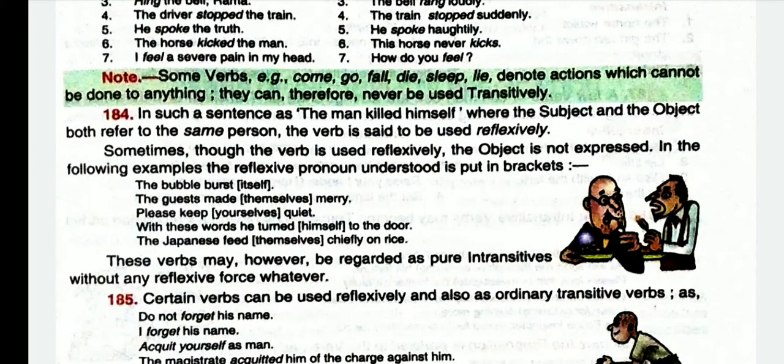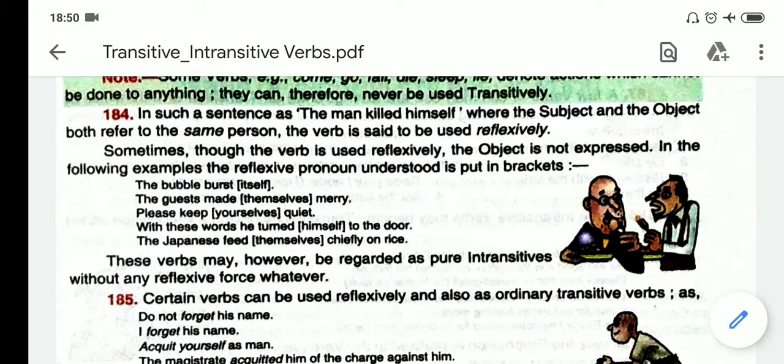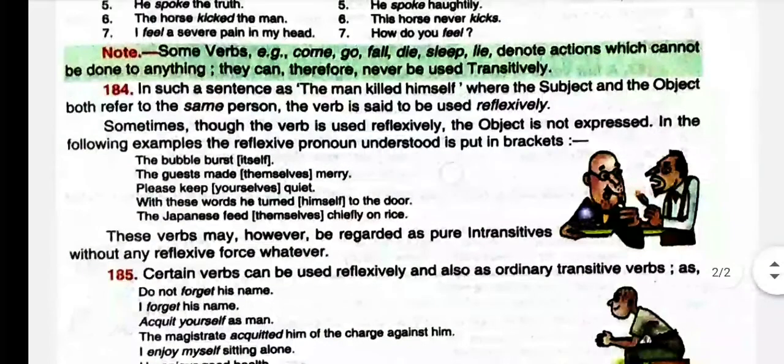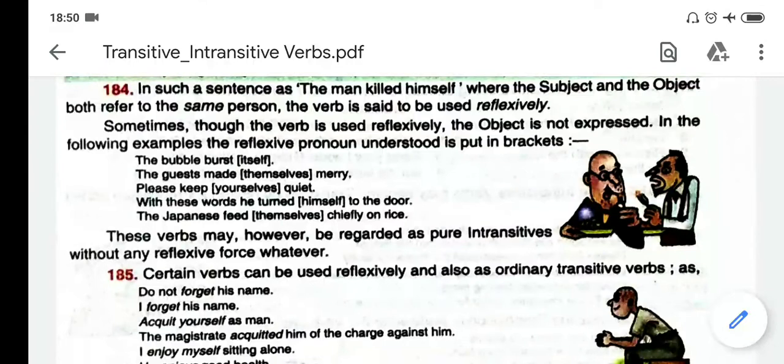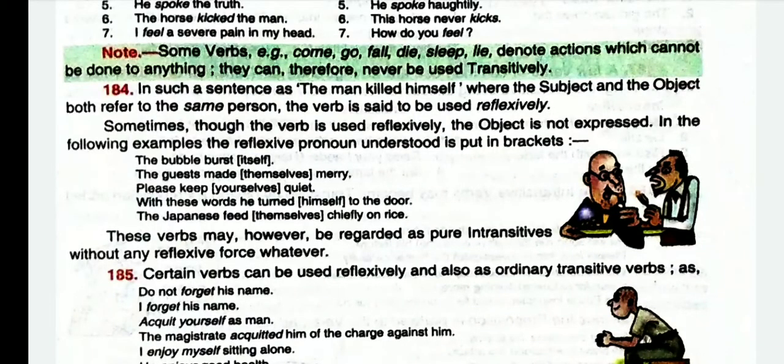Sometimes, though the verb is used reflexively, the object is not expressed. In the following sentences, the reflexive pronoun understood is put in brackets. For example, the bubble burst. It is needless to write itself because it is understood that the bubble burst itself.